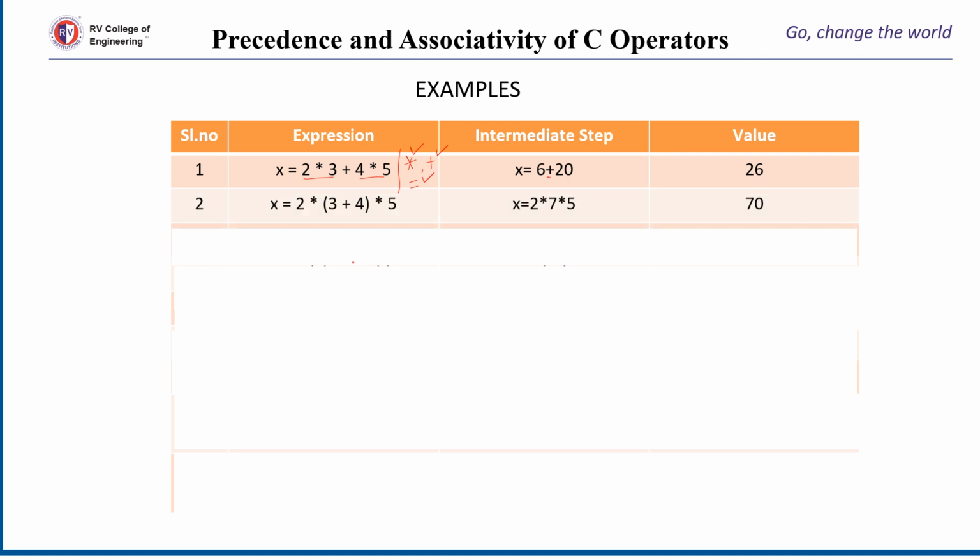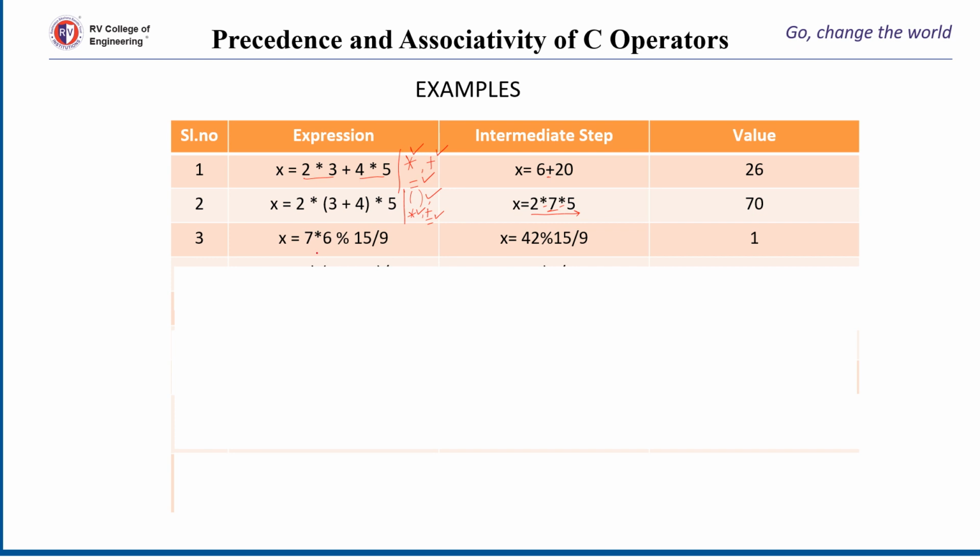Next, x is equal to 2 into (3 plus 4) into 5. What are the operators here? We have parentheses, multiplication, addition and equal to. So parentheses have higher priority, then multiplication, then addition. So the intermediate step: first evaluate 3 plus 4, 7, to that 5. Now whenever we have same precedence operators, they will be evaluated from left to right. So it will be 2 into 7 into 5, that yields 70. So x will be assigned 70.